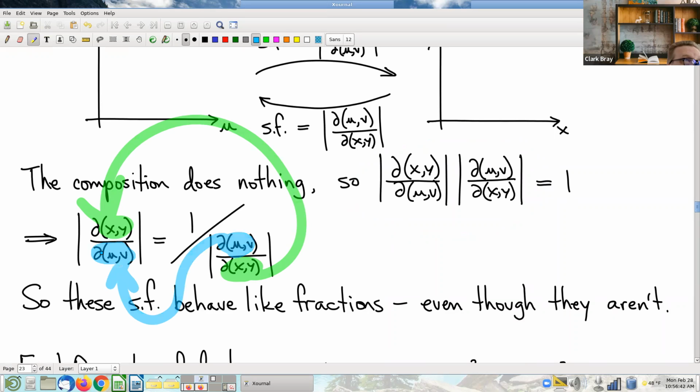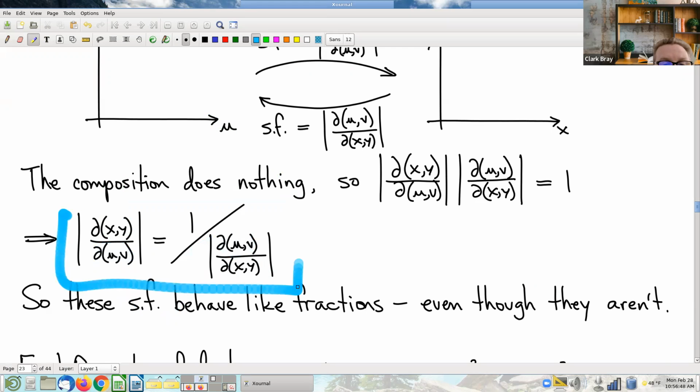It looks like we're doing fractional algebra here, and we're not. Really, if you get right down to it, this is a statement about determinants of inverse matrices. But it's easier to write it down as a statement about fractions. So again, it's a little sloppy, a little bit bogus, right? But it's awful convenient. Okay.